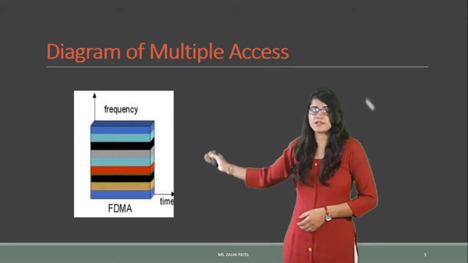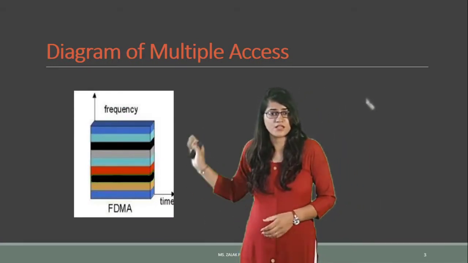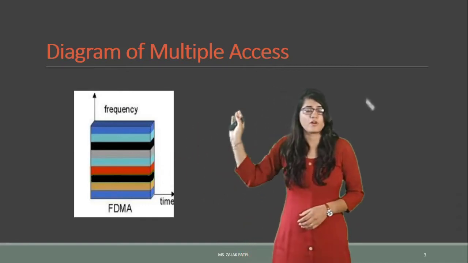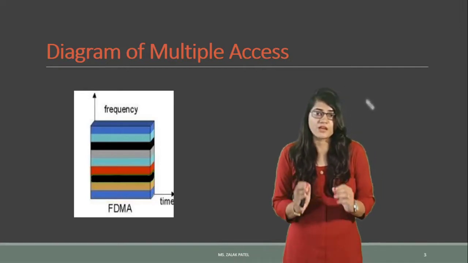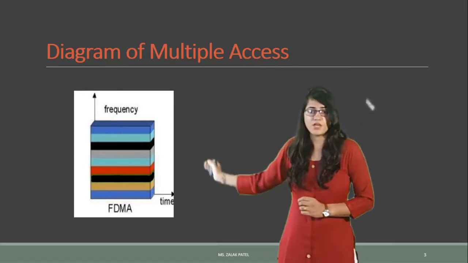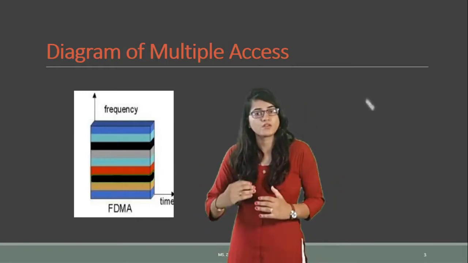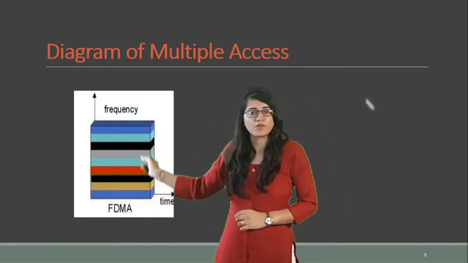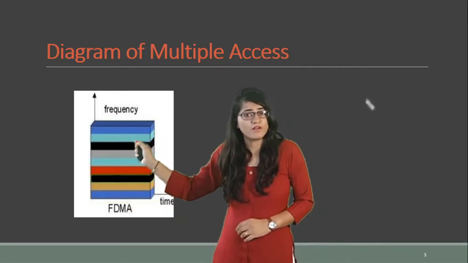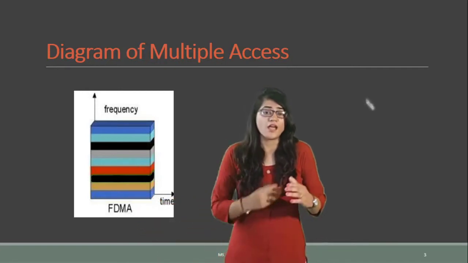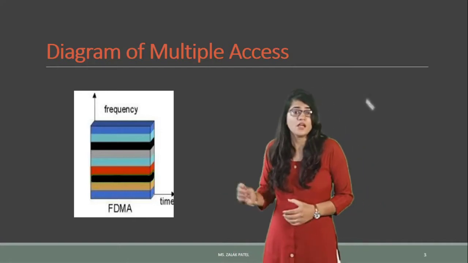Let's start with the diagram of the multiple access techniques for FDMA, TDMA and CDMA. This is the diagram for frequency division multiple access. Here you can see a frequency versus time graph. In the diagram, the frequency is divided according to the number of bands. The whole frequency band is divided into band 1, band 2, up to band n, and these bands are allotted to the number of users. We can understand this in detail.